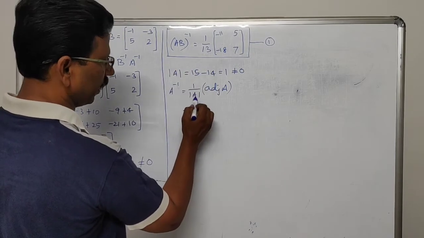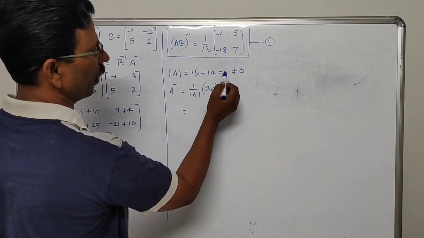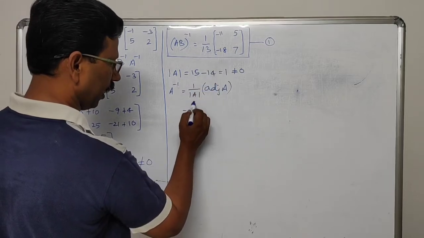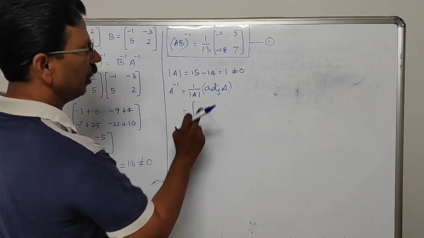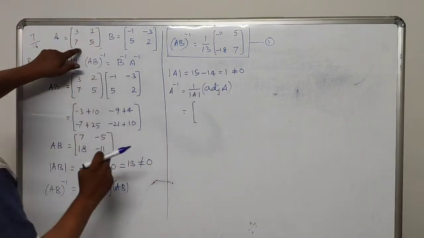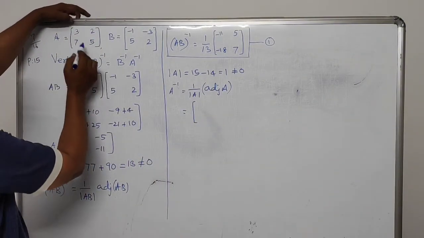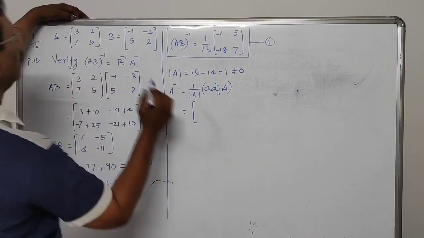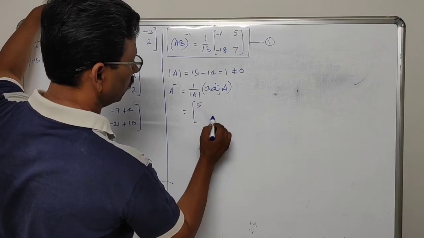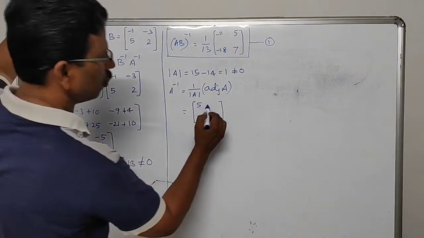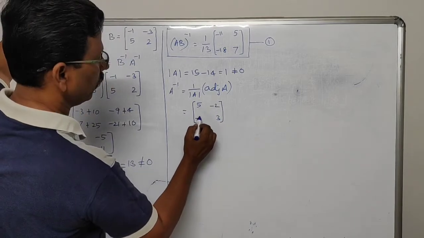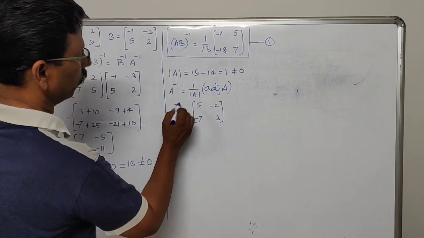Therefore 1 by determinant A means 1 by 1, which is equal to 1, so you need not write it. Then you can write adjoint A, where A is here. Adjoint A can be found directly by interchanging these two elements. We can write 5, this is 3. Next we change the sign: minus 2, then minus 7. This is A inverse.